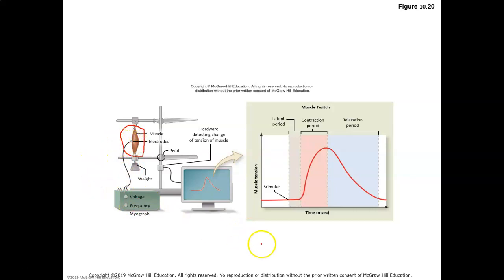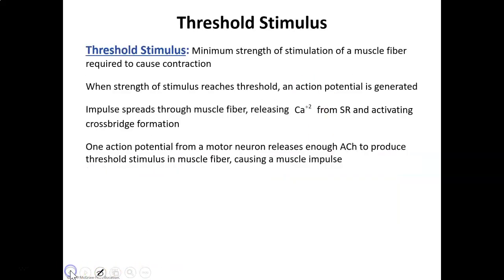Now the thing is, if I give this a jolt, a shock, and nothing happens, that was not enough stimulus to get the muscle to contract. So now we go back to this slide that I passed by. Threshold stimulus. You must have enough stimulus in a muscle to get it to fire. If you don't have enough stimulus, it won't fire. The muscle is waiting to get enough of a signal to contract. When the strength of the stimulus reaches threshold, an action potential is generated.